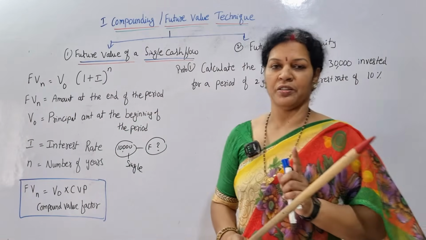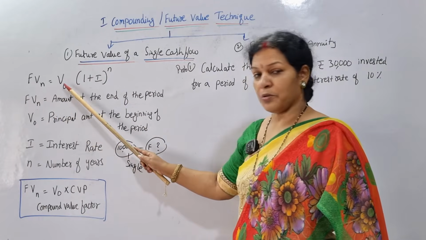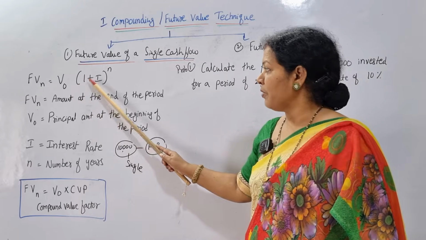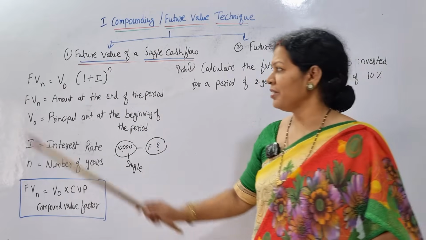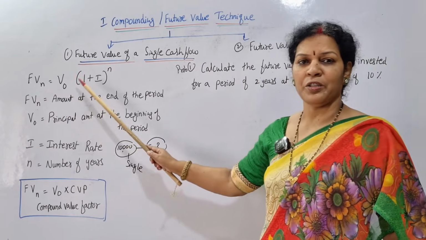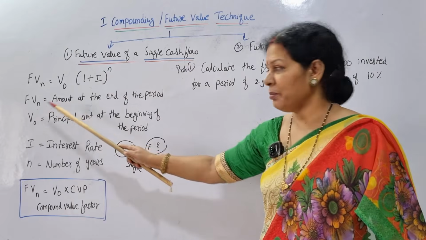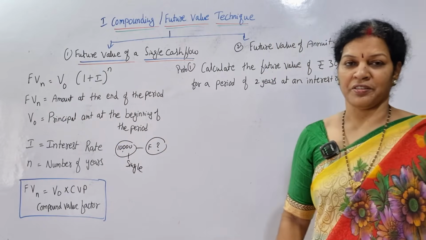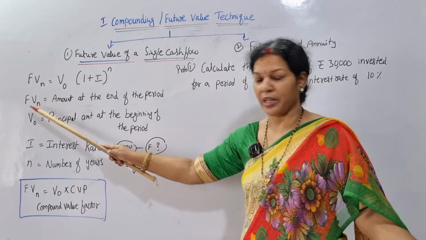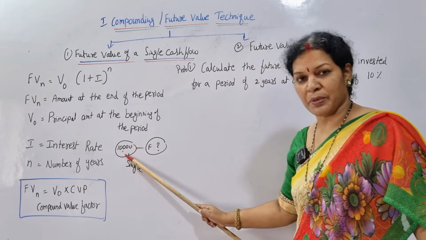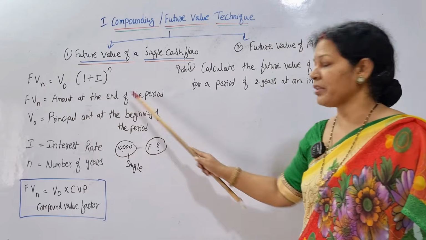There is a formula. You just have to remember it. The formula is FVn equals V0 into (1 plus i) to the power of n. Easy to remember? FVn means the amount at the end of the period. In the future, how much will the amount be? That is what we are going to calculate, and we call it FVn.